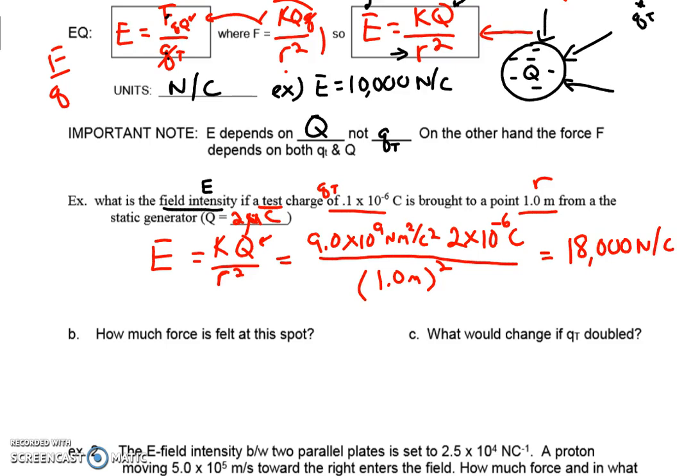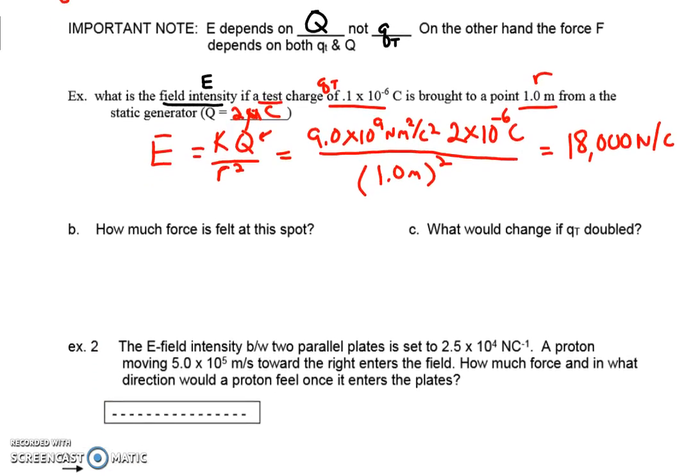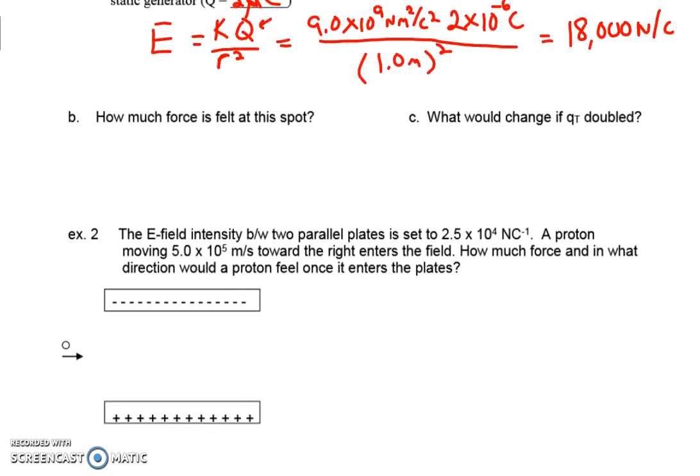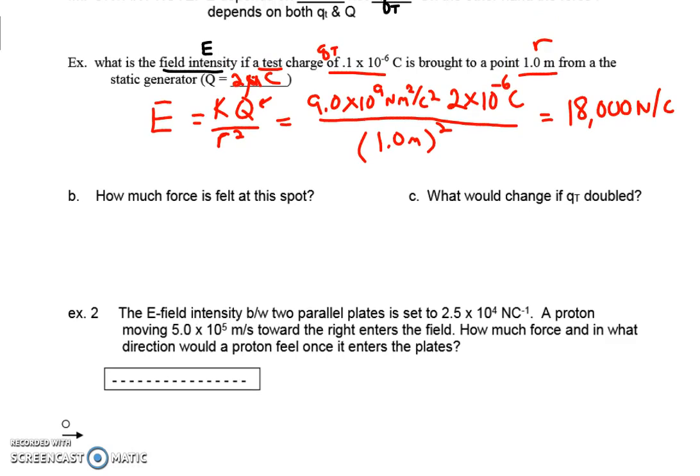That's pretty high. Let me remind you what that number means. If we wanted to bring 1 coulomb, which is a huge amount of charge, to a spot 1 meter away from our static generator, we would feel 18,000 newtons at that point. So if we wanted to bring a small charge there, it wouldn't require as much force. In fact, let's look at that. How much force is felt at this spot? Now we're looking for F.